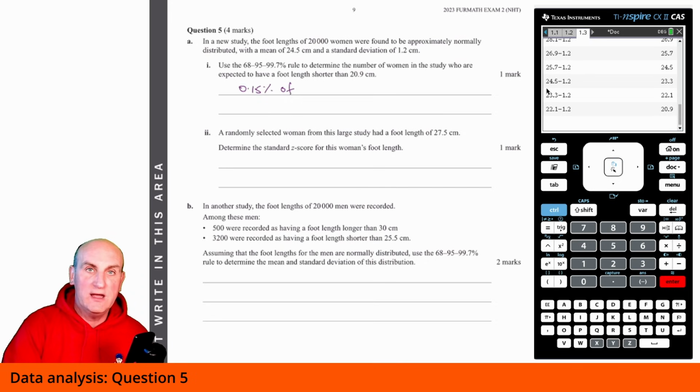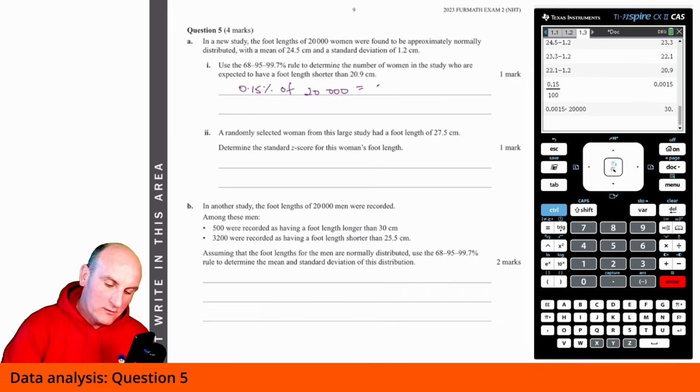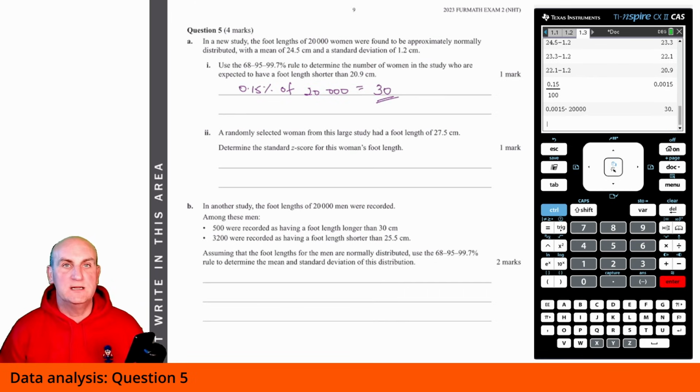0.15% of however many women there were, which is 20,000. All right, how do I do that? Not in my head. 0.15 divided by 100 to turn it into a decimal, times that by 20,000, gives me a total of 30 women. Congratulations. Now, a lot of people say, do I need to put my units in there, as in women? If it says it in the question, my understanding is no, you don't. You can just put the answer only. But it used to be that one question in every paper did not have the units in it deliberately. I thought it was a bit tricky.